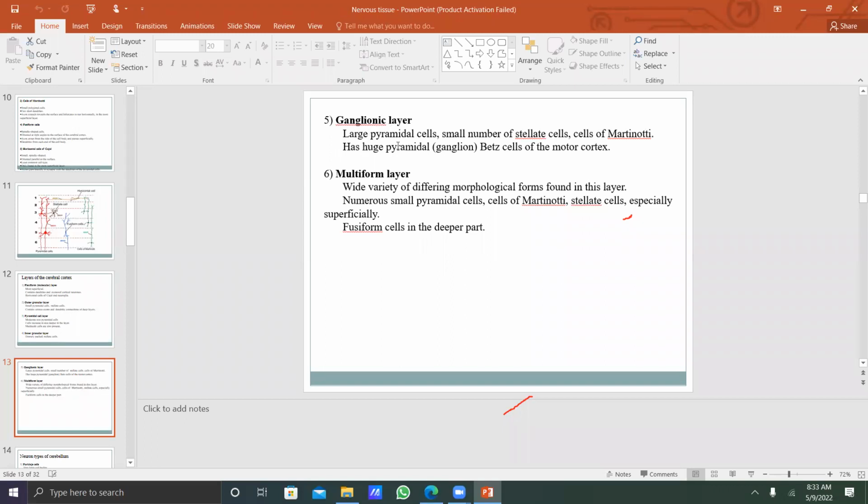So, it is the place where we can see the Betz cells, because Betz cells are the largest form of the pyramidal cells. So we can see Betz cells in the ganglionic layer. Apart from that, there are a small number of stellate cells and the cells of Martinotti. The innermost layer is the multiform layer. There are numerous small pyramidal cells, cells of Martinotti, stellate cells, and fusiform cells. So the variety of the cells in the morphological forms is very wide.